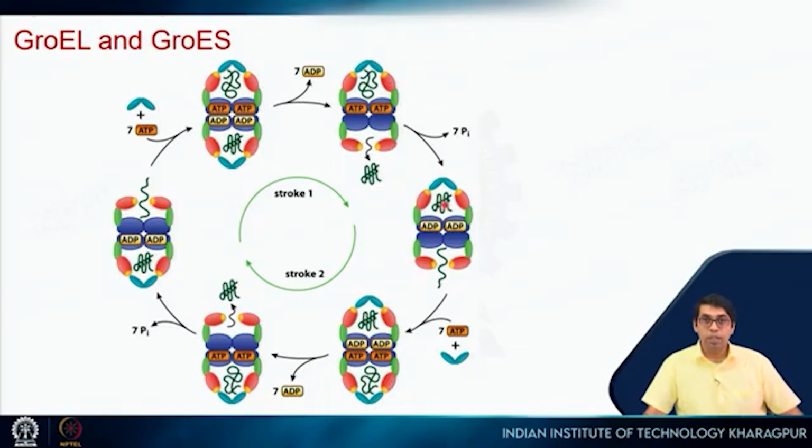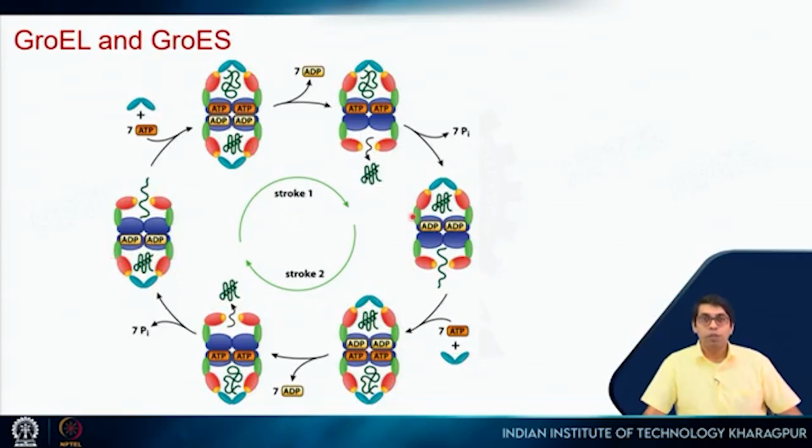So now we get this properly folded protein, and finally this folded protein is released from this chamber. So this is what happens in the top chamber, right? And you can see the same thing happens in the bottom chamber also. So this GroEL and GroES sort of acts like a two-stroke engine. So in one stroke, the top chamber is folding one molecule. In the second stroke, the bottom chamber is folding another molecule, right?